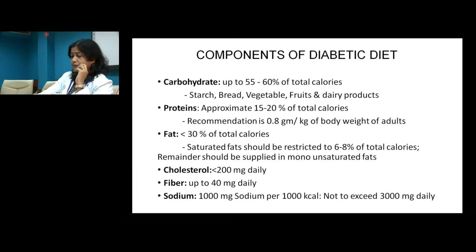We are using the step 2 diet for this kind of person. That means saturated fat should be restricted to 6 to 8% of total calories. The remainder should be supplied in monounsaturated fats. Cholesterol is less than 200 milligram on a daily basis, fiber up to 40 gram on a daily basis, and sodium depends on the individual, like 1000 milligram sodium per 1000 calories, not to exceed 3 gram on a daily basis.